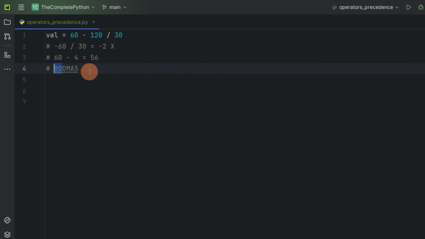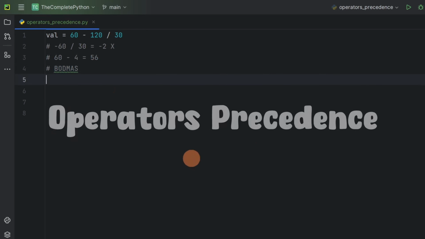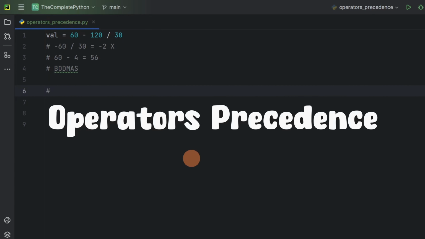So first we take the brackets off, then we perform the division, then multiplication, then addition, and at last we perform subtraction. So if we solve this expression using BODMAS, we will get 56. First we perform the division, then we get minus 4. We do not have multiplication or addition in this expression, we have subtraction. So we subtract 4 from 60, we get 56. But in Python, we do not follow BODMAS. In Python, we follow operators precedence.